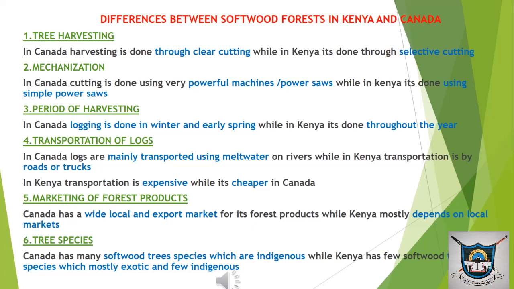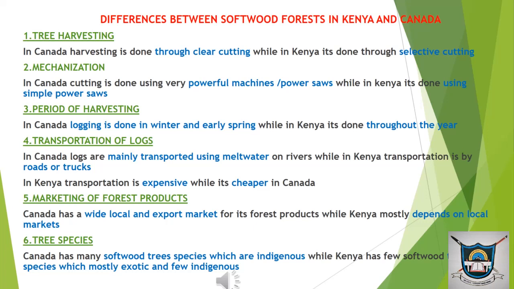So I now want us to look at the differences between the softwood forest in Kenya and Canada. This is our key area of our case study between our country and Canada. So one, our first difference is on the tree harvesting. In Canada, harvesting is done through clear cutting, where in Kenya it is done through selective cutting.